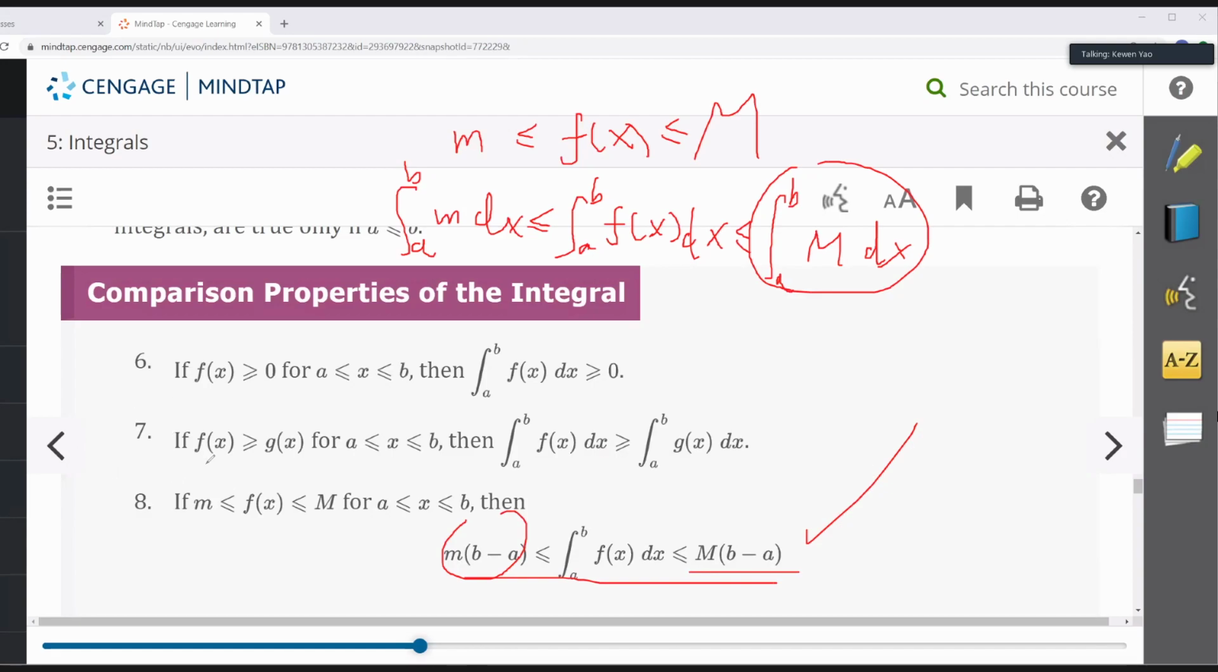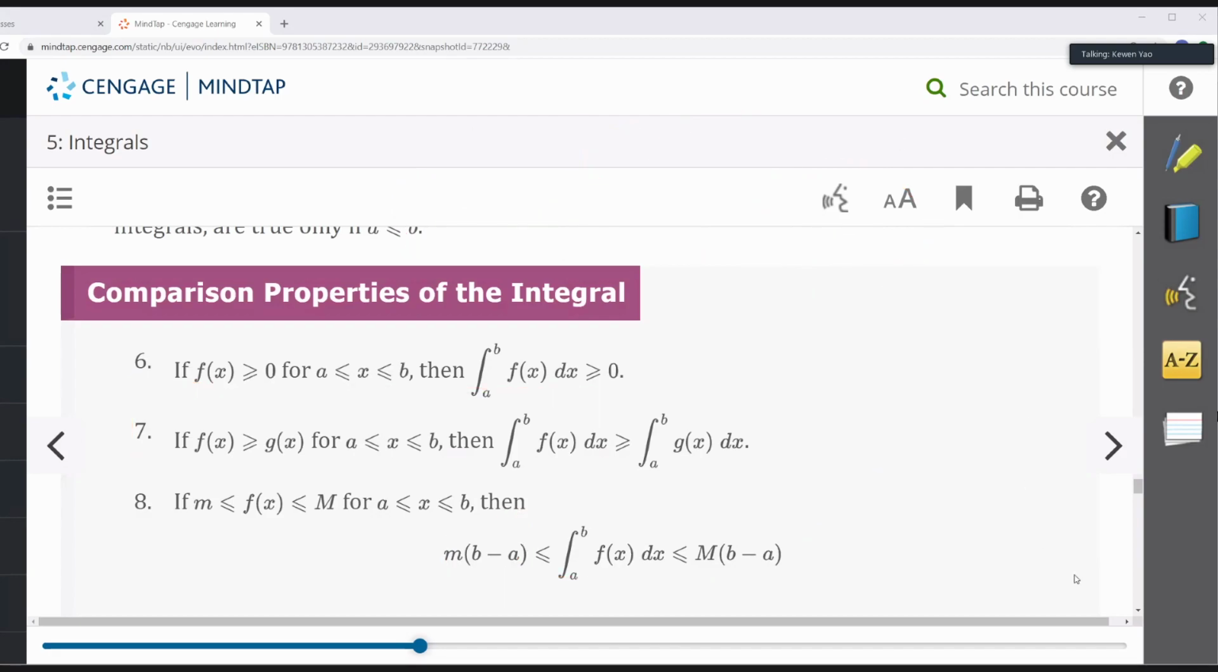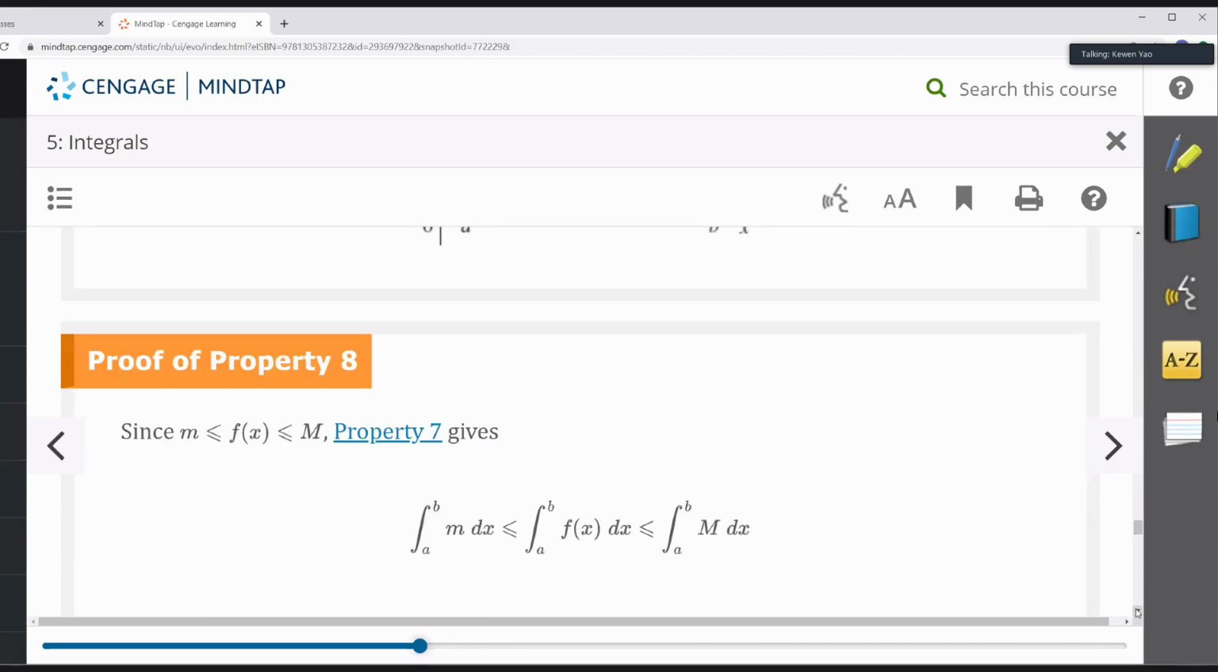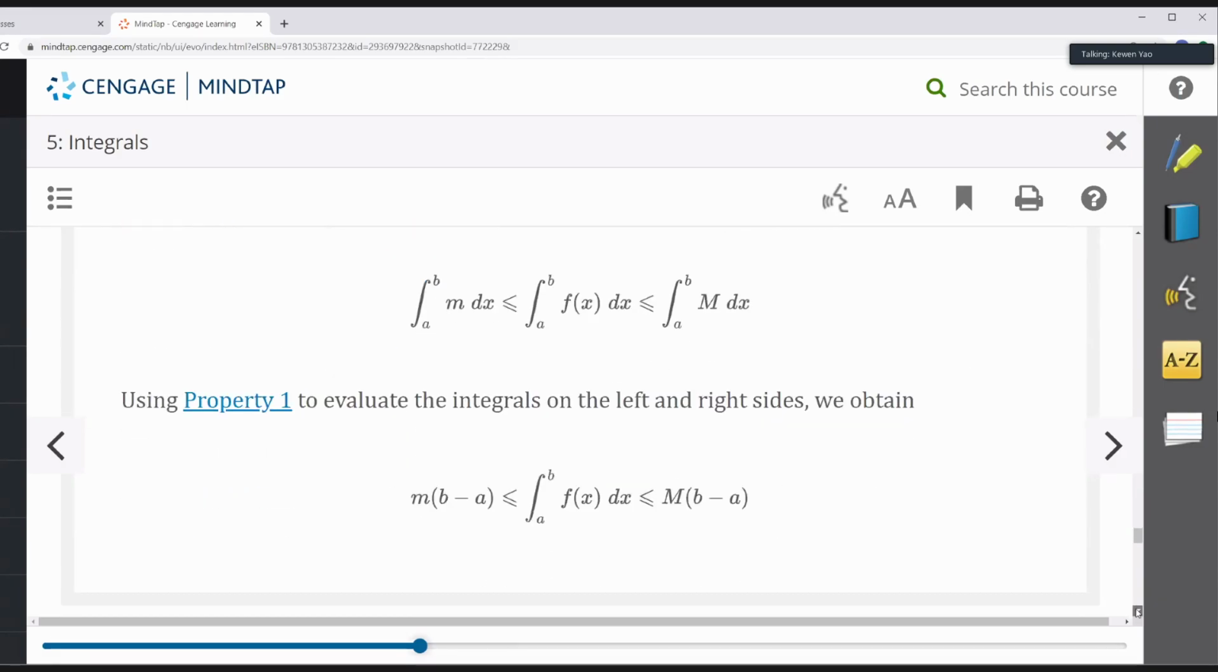Property number 7 can be shown by using property number 6. Property number 6 can be shown by using the definition of the limit of the Riemann sum. All these, see, property number 8 I have shown for you.